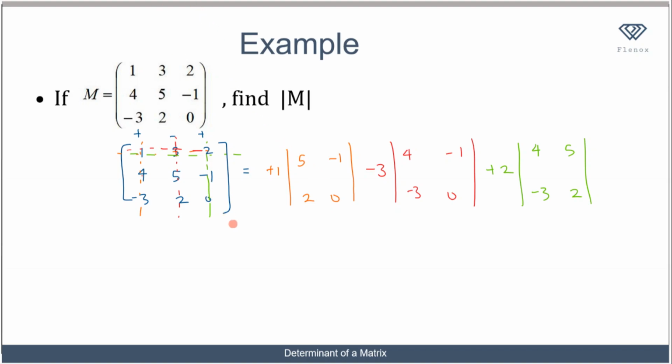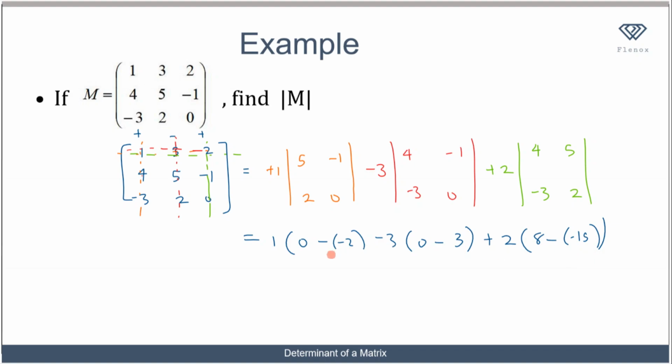So what does that become? That becomes 1 into bracket: 5 times 0 is 0, minus 2 times minus 1, which is minus 2. Then this becomes minus 3 into bracket: 4 times 0 is 0, minus 3 times minus 1 is plus 3. And finally, I have plus 2 into bracket: 4 times 2 is 8, minus 3 times 5, which is minus 15.